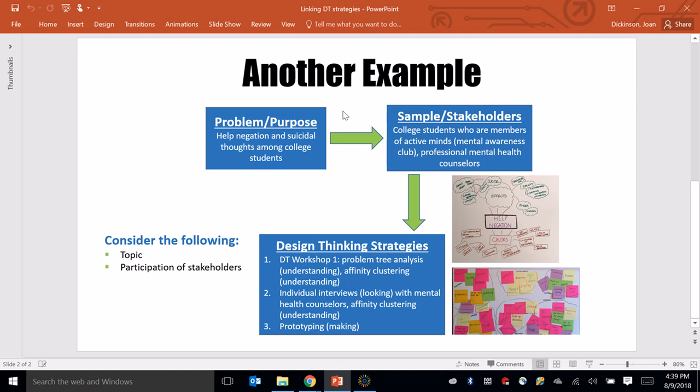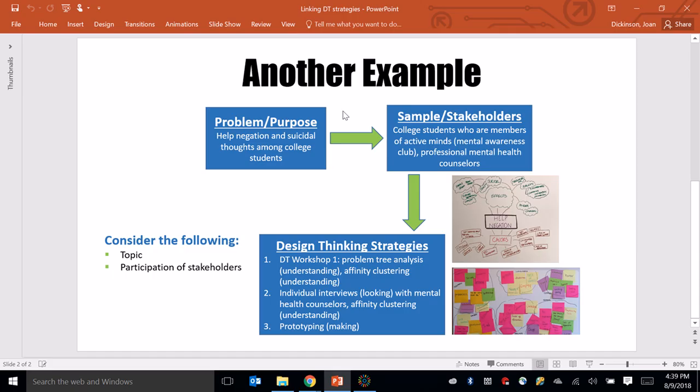Her sample or stakeholders were college students who were members of Active Minds, which is a mental awareness club. She also had professional mental health counselors who counsel college students participate. First she had the college students participate in a design thinking workshop, and they conducted a problem tree analysis, and they also worked on affinity clustering. You can see with the problem tree analysis, help negation is in the center. Then the students brainstormed on the causes: why is help negation happening? And then what are the effects of help negation? They then clustered those ideas into themes.